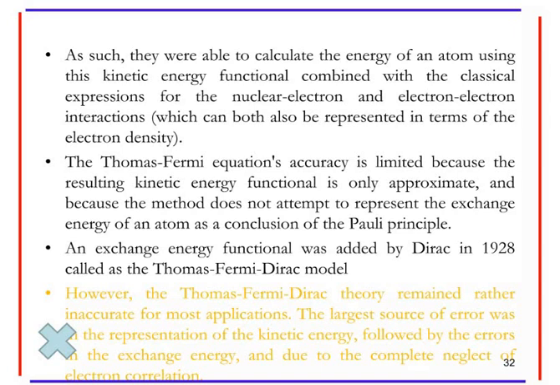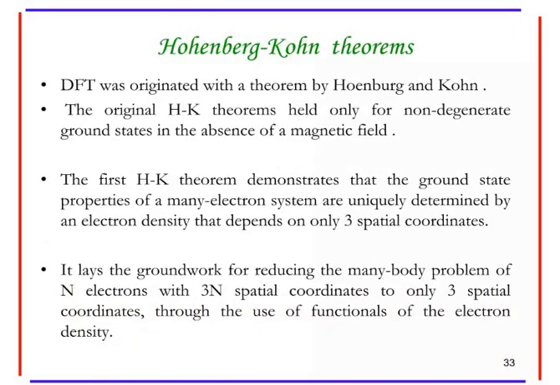The Thomas-Fermi-Dirac theory remained rather inaccurate for most applications. The largest source of error was the representation of the kinetic energy, followed by the error in the exchange energy, and then the complete neglect of electron correlation.